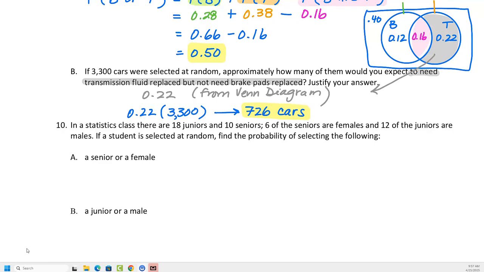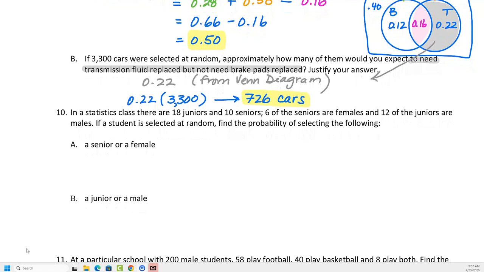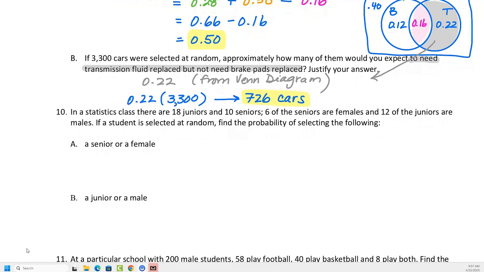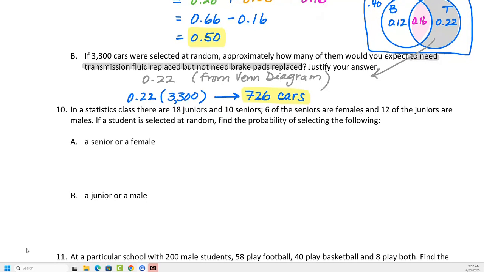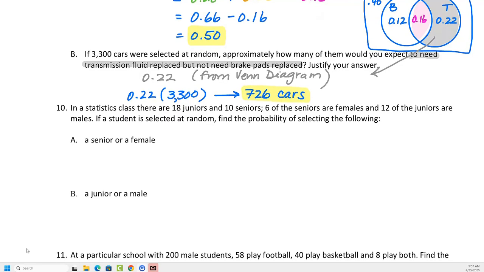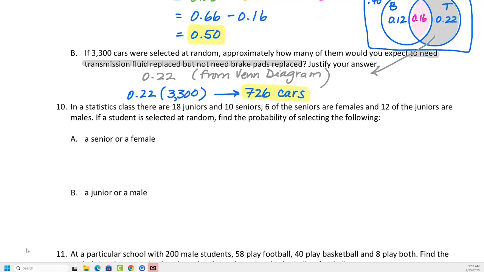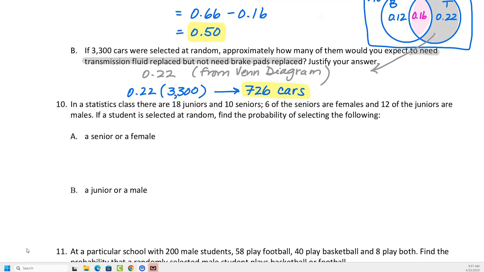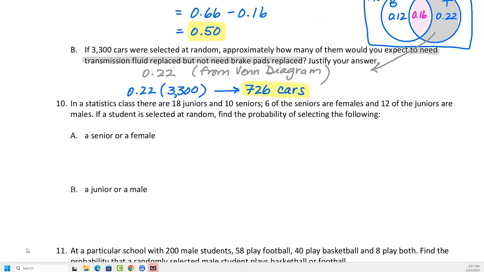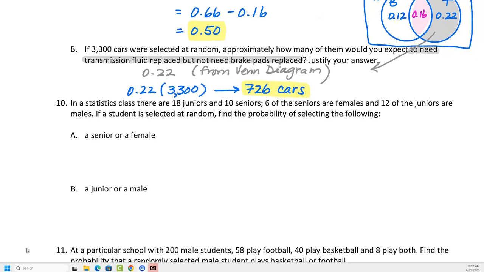Okay. Wow, we could really reduce this lesson, I think. Okay, in statistics class, there are 18 juniors and 10 seniors. 6 of the seniors are females, and 12 of the juniors are males. If a student is selected at random, what is the probability of selecting the following: a senior or a female, and a junior or a male. Okay, I think we're going to need a little table over here to do this.